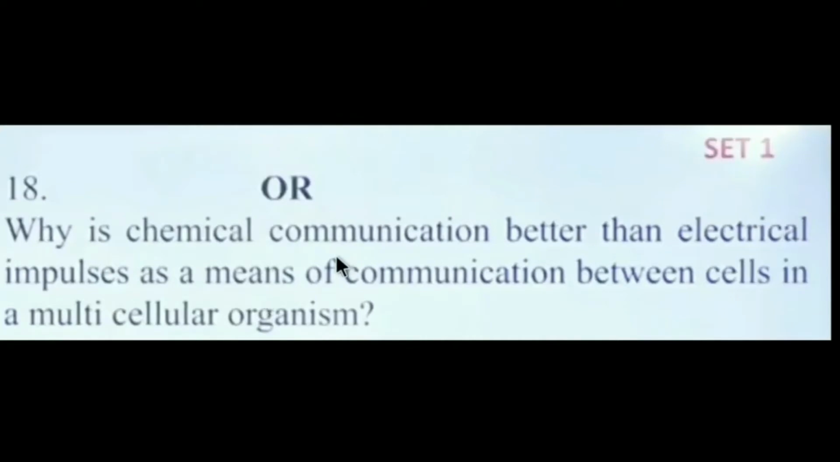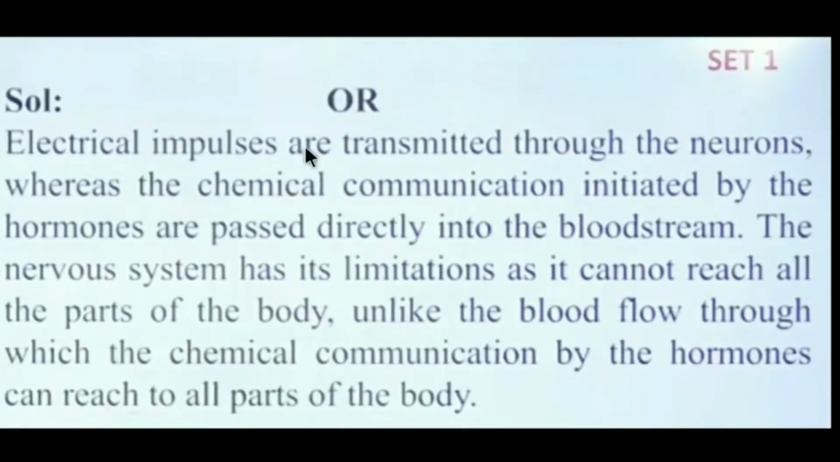और उसके अलावा ऐसा भी क्वेश्चन आया था, why is chemical communication better than electrical impulses as a means of communication between cells in a multicellular organism? उसका आंसर है, electrical impulses are transmitted through the neurons, whereas the chemical communication initiated by the hormones are passed directly into the bloodstream. The nervous system has its limitations as it cannot reach all the parts of the body. Unlike the blood flow through which the chemical communication by the hormones can reach to all parts of the body.